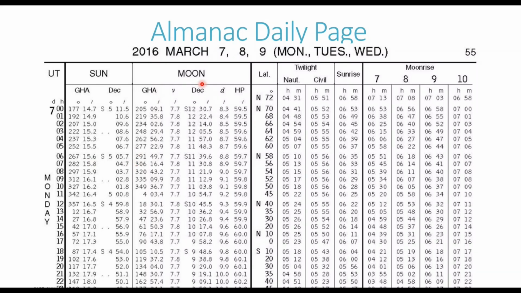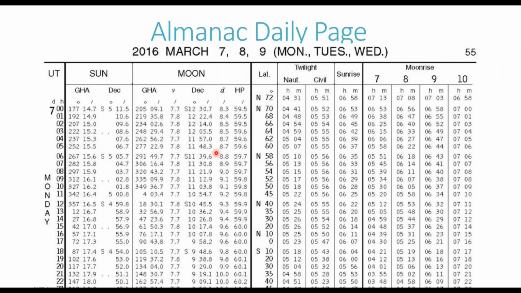Then next column you have the data given for moon, and for the moon you have the GHA and the declination given for every hour. Now a difference which you will see for moon is you can see the V correction and D correction given for the moon on an hourly basis. It was not so in the case of planets. For the planets, there was a single V correction and D correction for the entire 3 days.